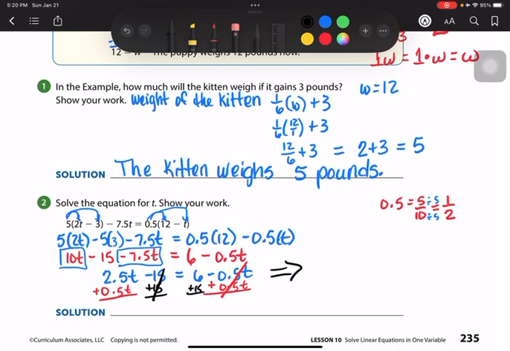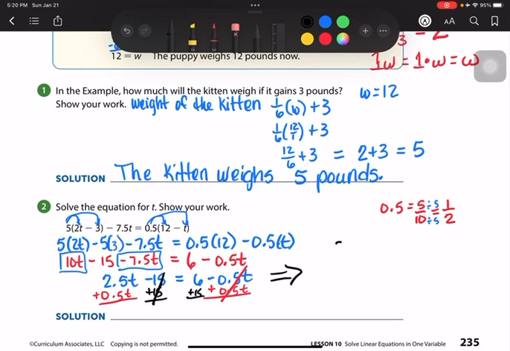So we combine 2 and 5/10 t plus 5/10 t. That gives us 3.0 t equals 6 plus 15 is 21. Now divide both sides by 3.0. Therefore, t equals 7. So therefore, the solution is 7. Okay.